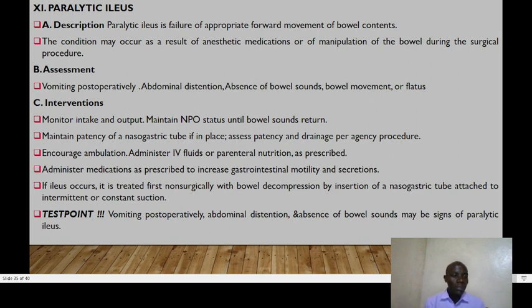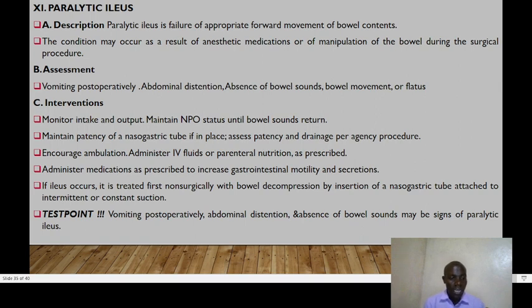Okay. In terms of intervention, you need to monitor intake and output, maintain NPO status until the bowel sounds return. You also need to maintain patency of a nasogastric tube if it's in place, assess its patency and its drainage as per the policy of your facility. Remember to encourage early ambulation, administer IV fluids or parenteral nutrition as prescribed. You need to administer medication as prescribed to increase gastrointestinal motility and secretions.